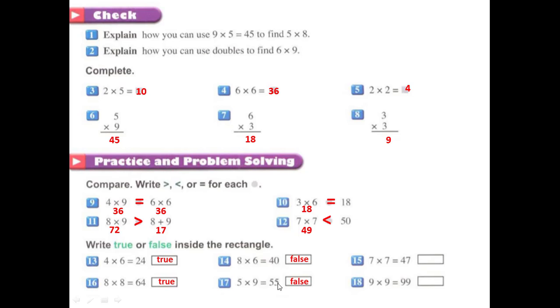5 times 9 is equals to 55. No, is equals to 45. So it's false. 7 times 7 is equals to 47. No, is equals to 49. 9 times 9 is equals to 99. No, is equals to 81.